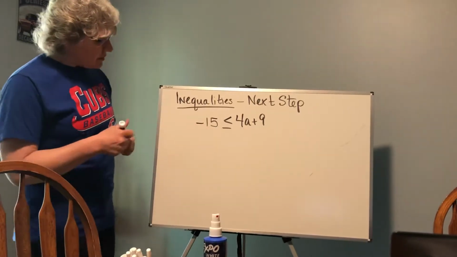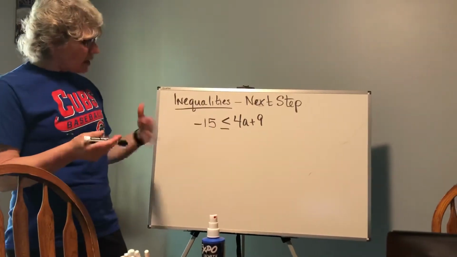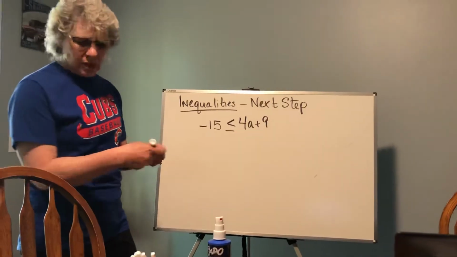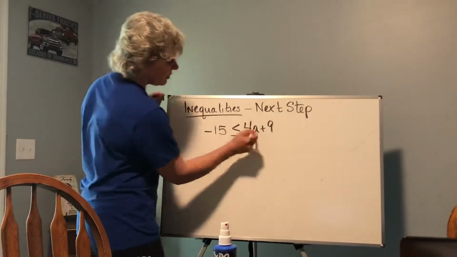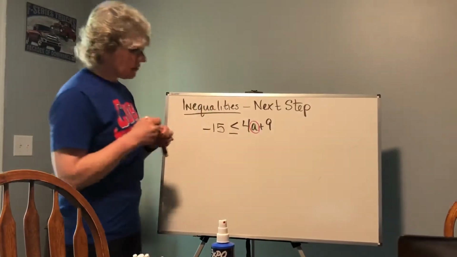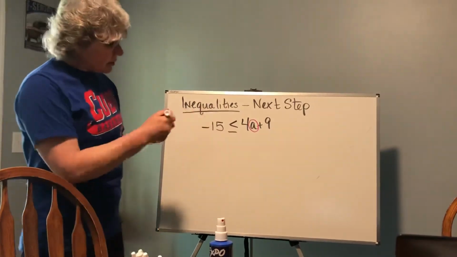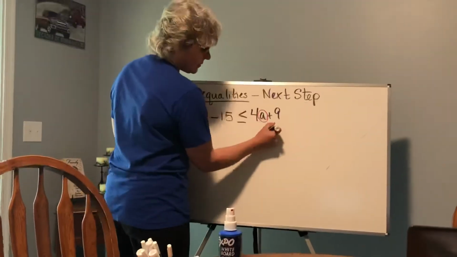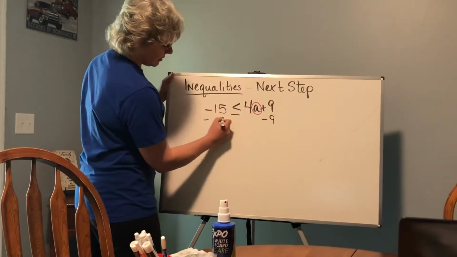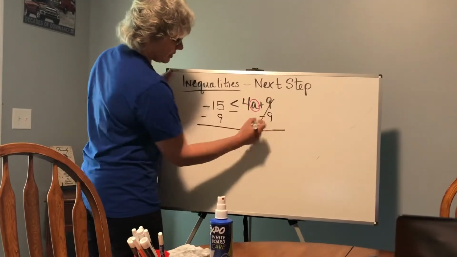So we have this plus 9 over here, and in order to start isolating that variable, I'm going to circle my variable, because ultimately I want to get that all by itself. So let's do the opposite of plus 9 and subtract 9 from both sides of my inequality. That's going to get rid of that.